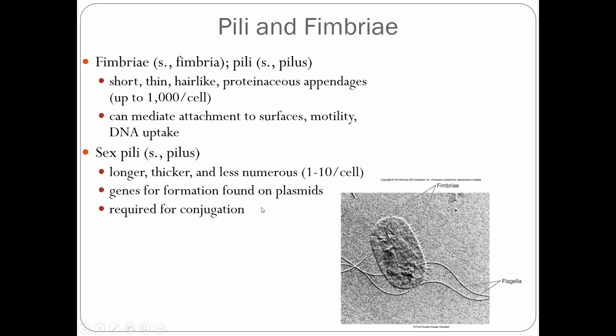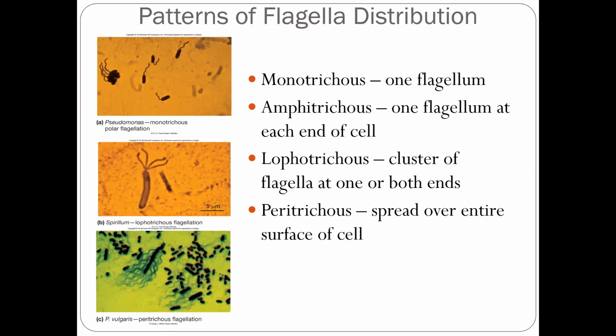C-O-N-J-U-G-A-T-I-O-N, called conjugation. That's one of the methods for transferring genetic information from one bacteria to another, relying on sex pili. So pili are really important for transferring genetic information, and a little bit for motility and attachment. Now flagella.